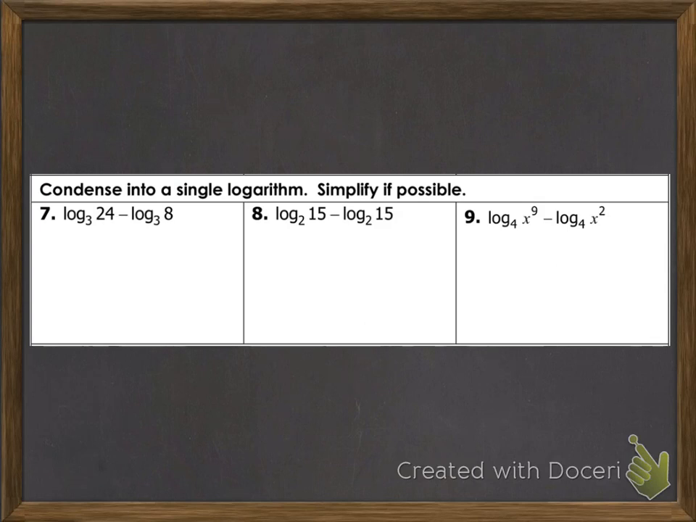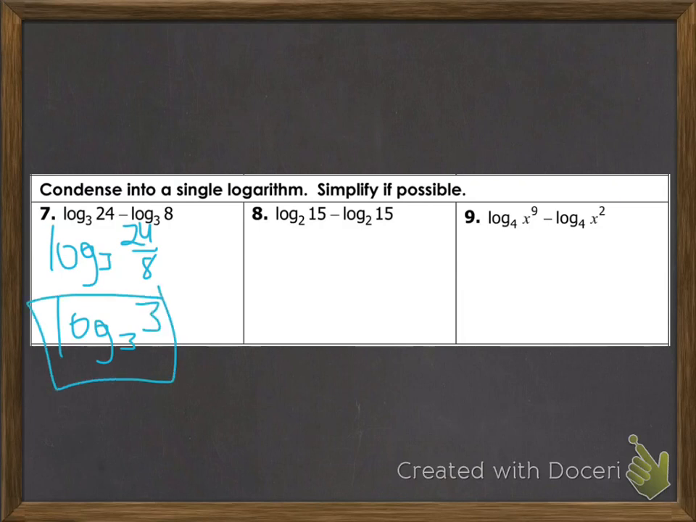We're going to condense each of these that are already in subtraction format and put them into division format. So when we have log base 3 of 24 minus log base 3 of 8, that is then going to be written as log base 3 of 24 divided by 8. And 24 divides by 8 perfectly, so our final answer is going to be log base 3 of 3, since 24 divided by 8 is 3.